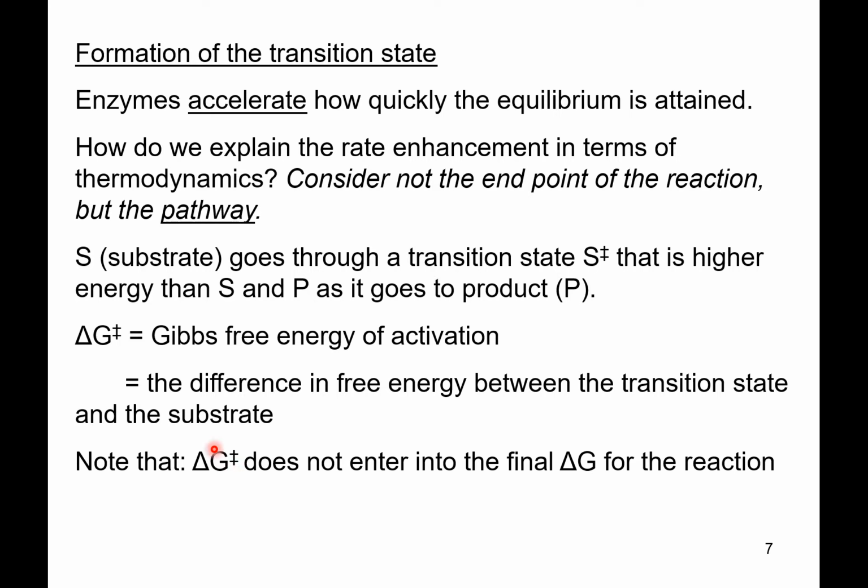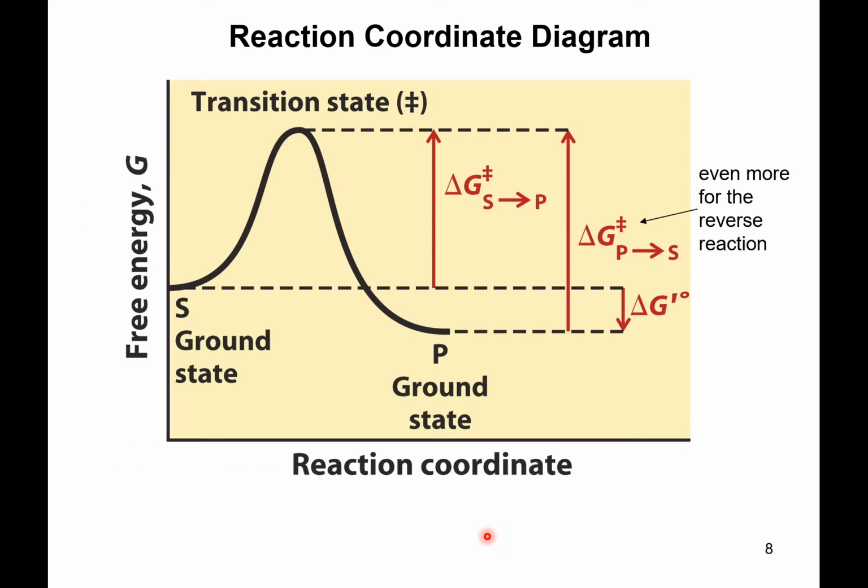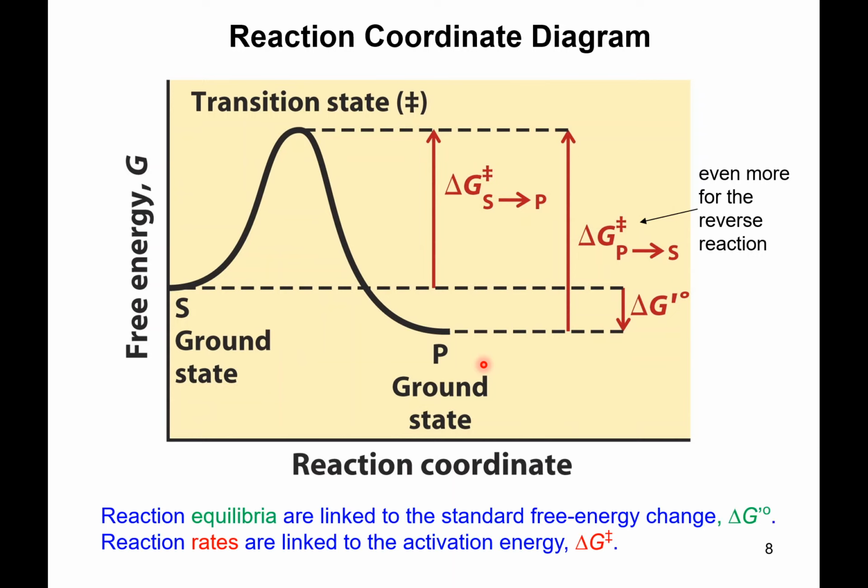And again, delta G of the transition state does not enter into the final delta G of the reaction. So delta G of the products and the reactants are not changed. So the overall delta G isn't changed, but the transition state delta G is lowered. And we showed these last time, so I won't really go through it too much. This would be a normal reaction, or I should say an uncatalyzed reaction, where you have a large transition state. Okay.